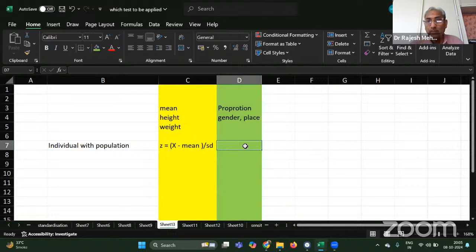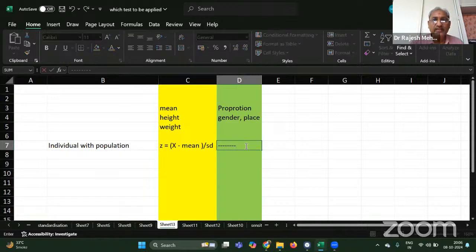But in the case of proportion, gender or place, comparing one individual with the rest of the individuals usually will not happen. And in extreme cases, there is a Poisson distribution. So at present, we will not consider this.